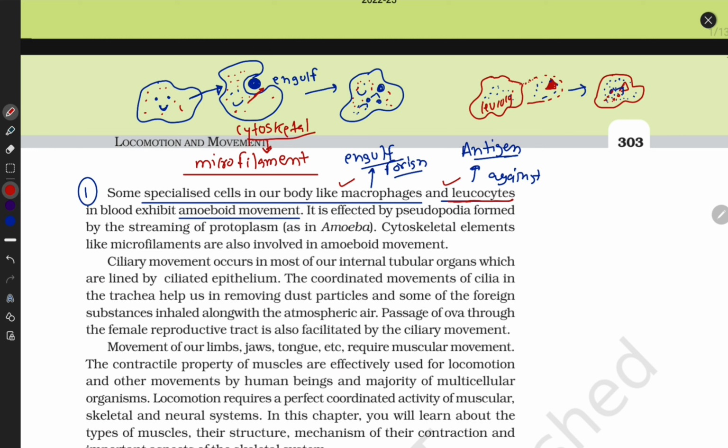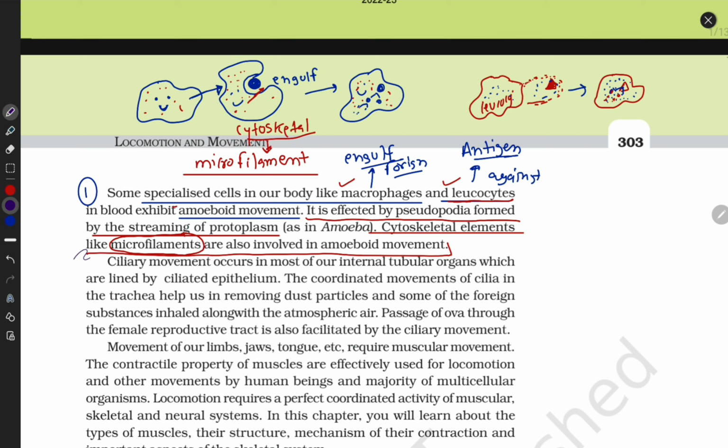So this is the amoeboid movement. It is effected by pseudopodia, meaning false feet. They raise their false feet towards their target by the streaming of protoplasm. Cytoskeletal elements like microfilaments are also involved in amoeboid movement. These microfilaments are very helpful for movement and locomotion in amoeboid movement.